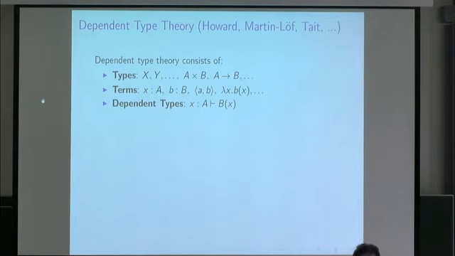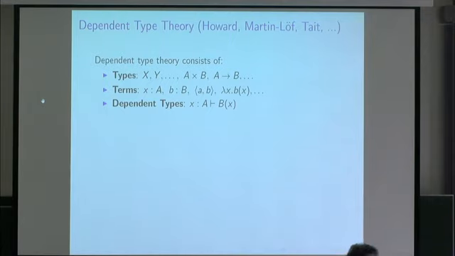You think of a dependent type as a family of types indexed by a parameter coming from another type. So in this case here, I've written it like this, where we have a parameter varying over the type A, and then we have a family of types indexed in that parameter, parameterized by this variable. So that's the idea of a dependent type or a family of types.